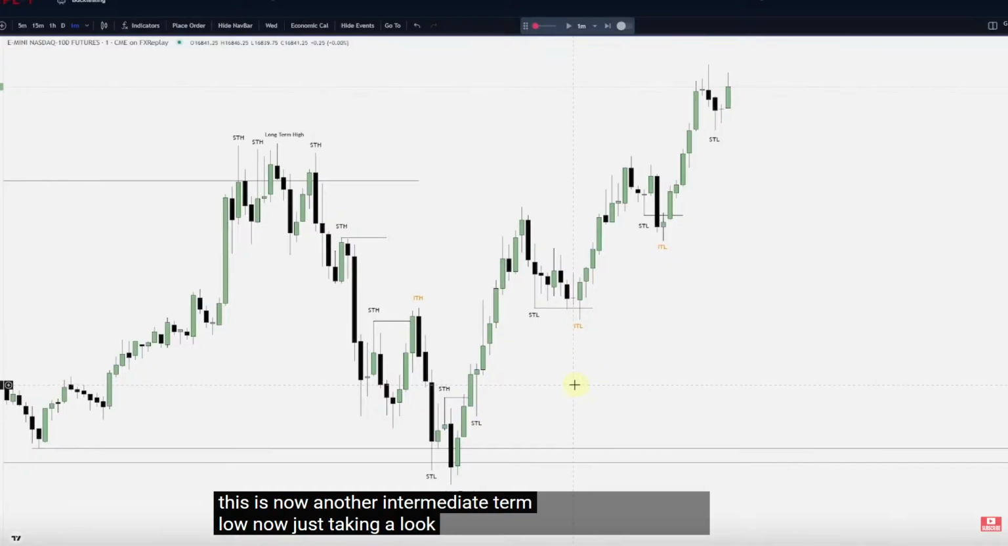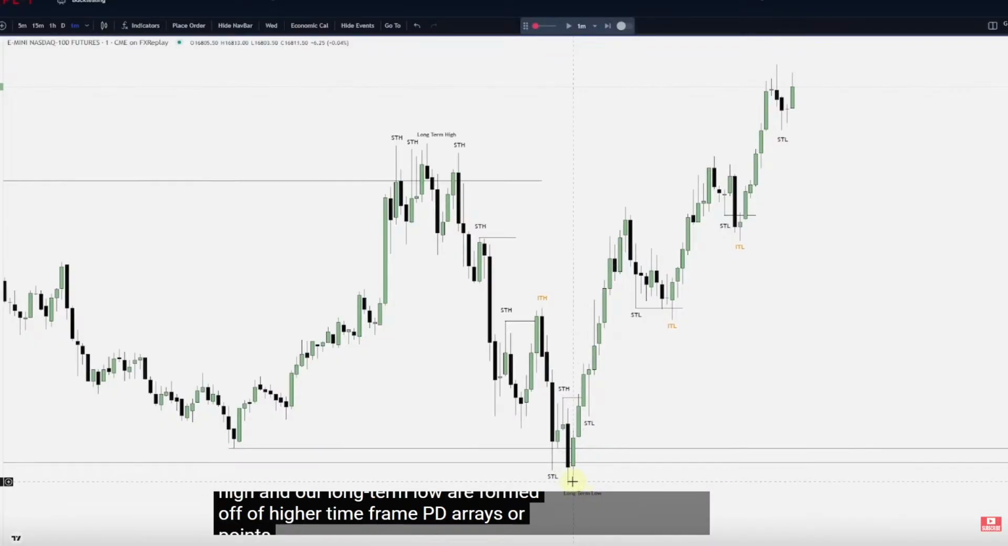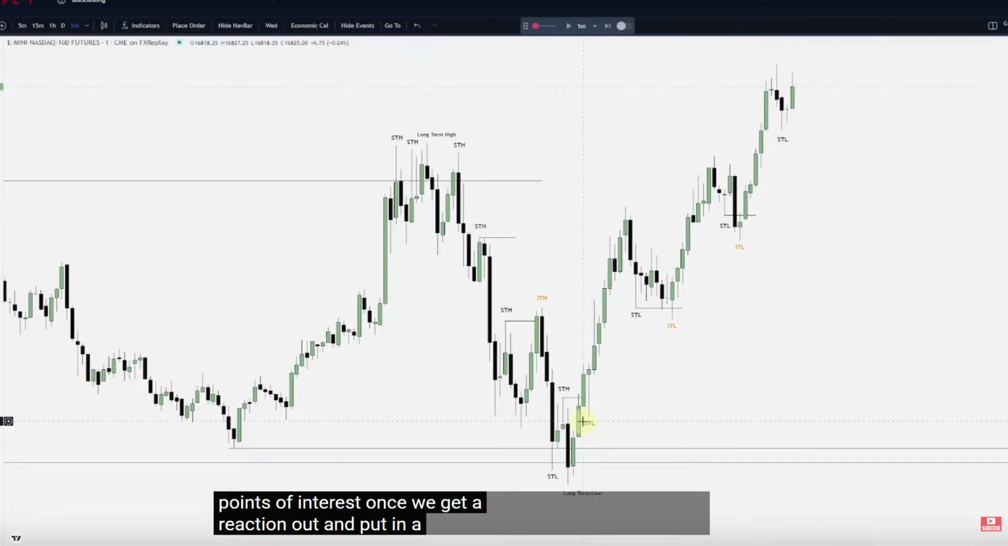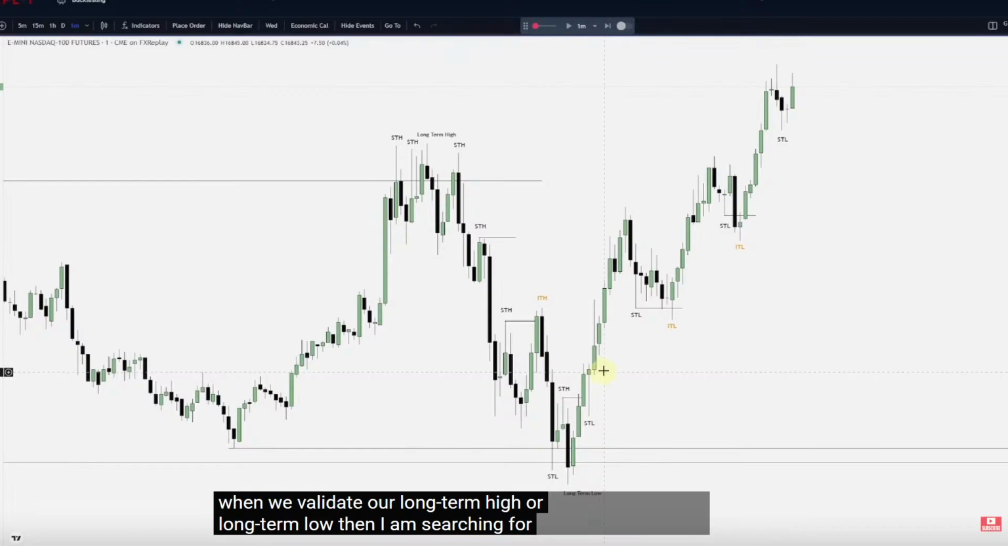Now just taking a look at this section of price, you can see our long-term high and our long-term low are formed off of higher time frame PD arrays or points of interest. Once we get a reaction out and put in a short-term low on the right side of it, so you can see this short-term low here, this short-term low here, and then trade away, that is when we validate our long-term high or long-term low. Then I am searching for an intermediate term low on the right side of that.